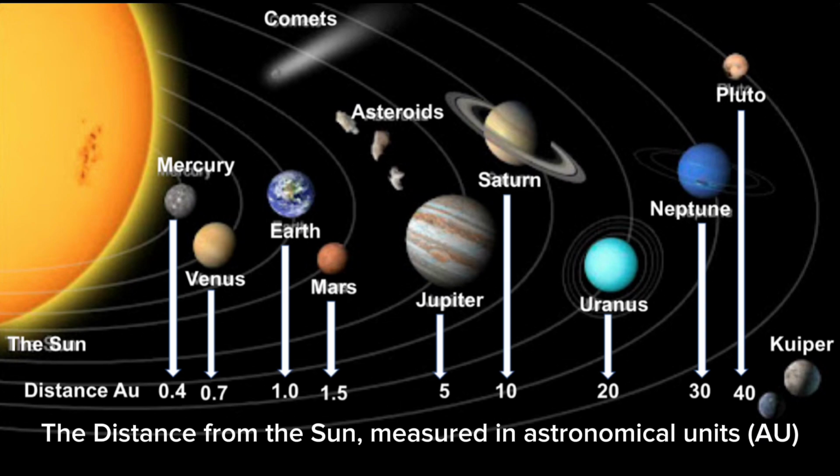Jupiter is 5 astronomical units away from the sun. Saturn is 10 astronomical units away from the sun. Uranus is 20 astronomical units away from the sun. Neptune is 30 astronomical units away from the sun. Pluto is not a planet. Oh, wow!